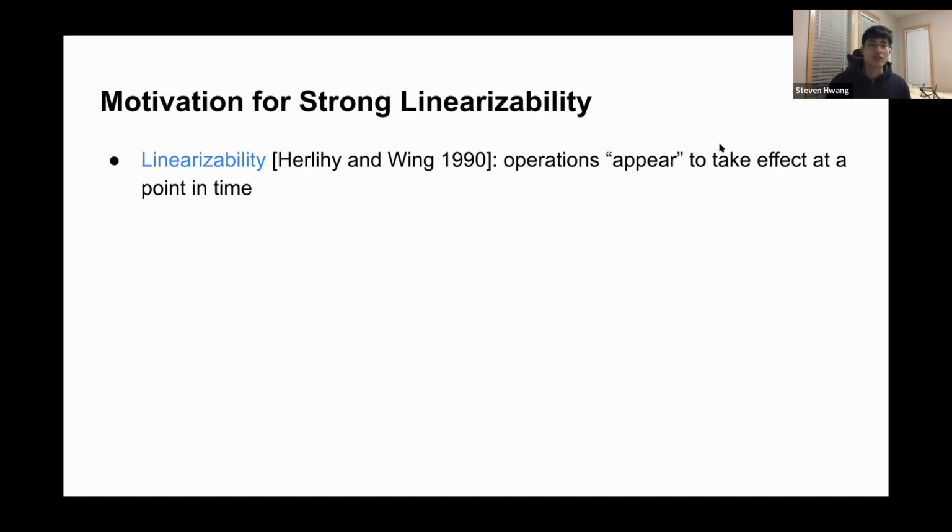In the asynchronous shared memory model, linearizability is considered the gold standard of correctness conditions for distributed algorithm designers. It's when operations appear to take effect at a point in time. And due to this notion of taking effect at a point in time, it was thought to be practically equivalent to atomicity.